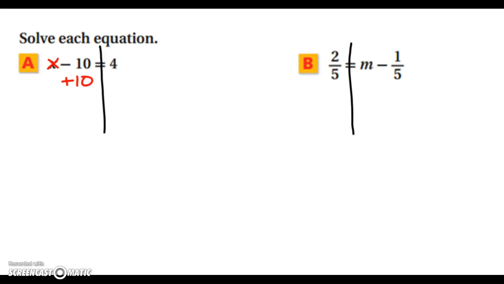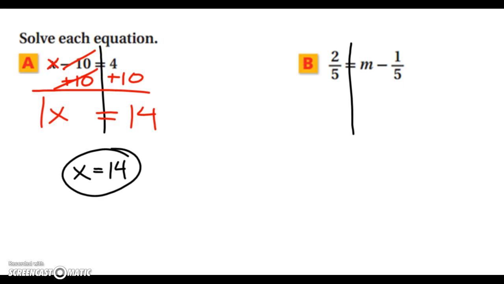And the reason I'm going to do that is because negative 10 plus 10 cancels each other out, and I'm left with just x. Remember, we want to isolate the variable, we want to get it by itself. So 1x or just x equals, but I also have to add 10 to this side since I did it on the other side. 4 plus 10 is 14. So 1x or just x equals 14.